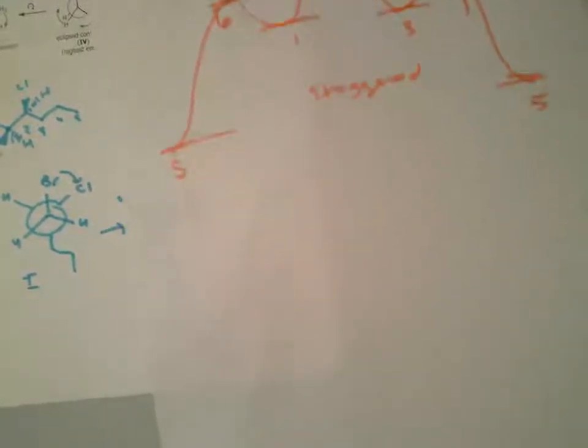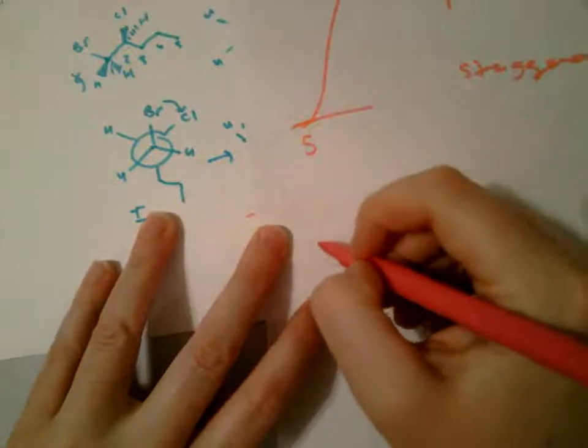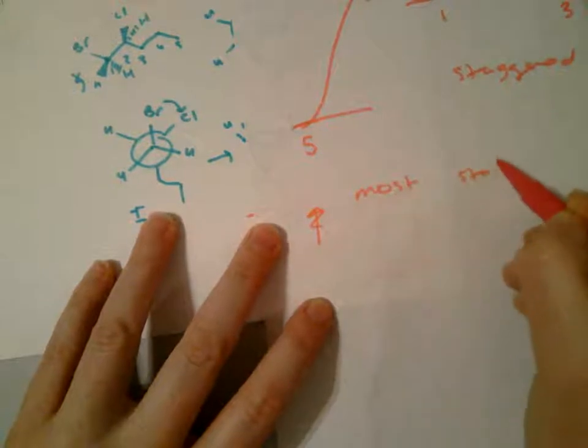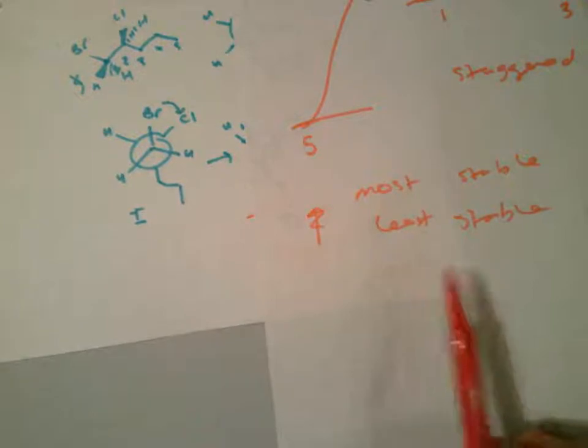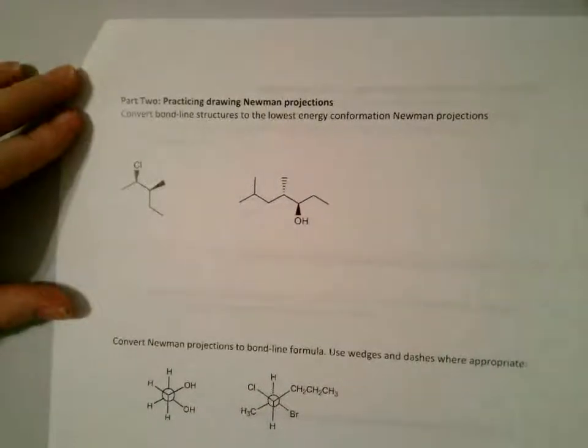So most likely on a quiz or a test, I'll just have you draw the Newman projection, and then I'll ask you what is the most stable conformation and what's the least stable. So the most stable is going to be when the two biggest groups are opposite of each other, and then the least stable is going to be when the two biggest groups are eclipsing each other. So that's kind of what I'd ask you. I won't probably ask you to do the full conformational analysis on an exam, but I do want you to understand what it is.